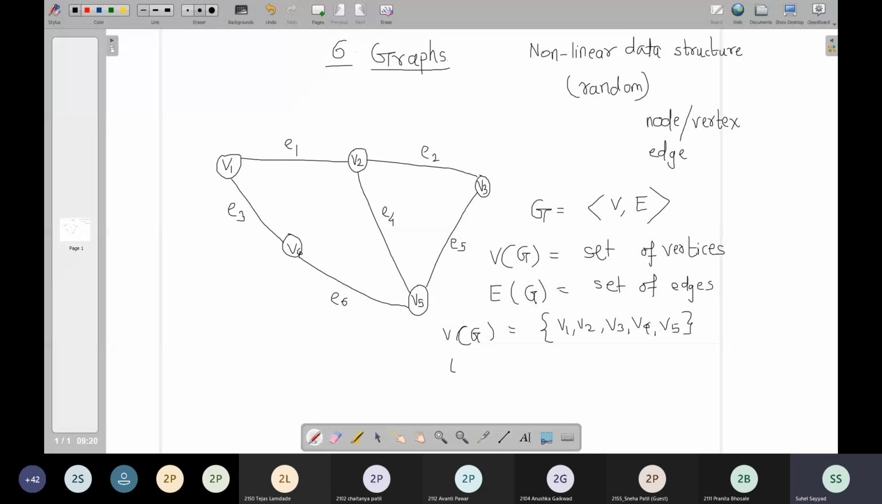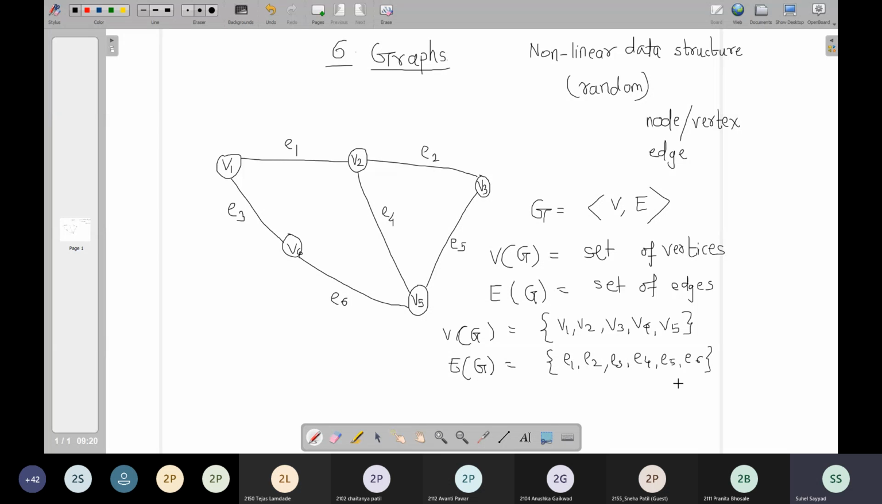And what are the edges, E of G? These are edges. So what are edges in my example? E1, E2, E3, then E4, then E5, and finally E6. So is this mathematical formulation clear to all of you? Yes? Am I audible?